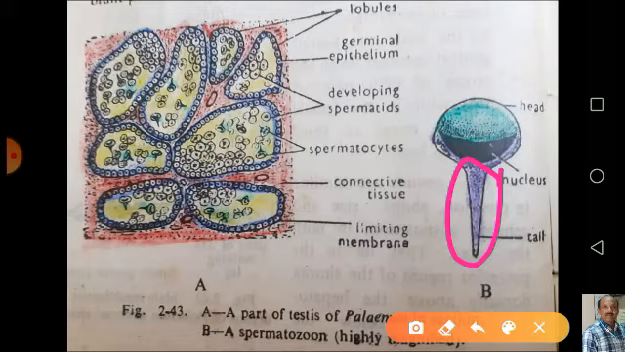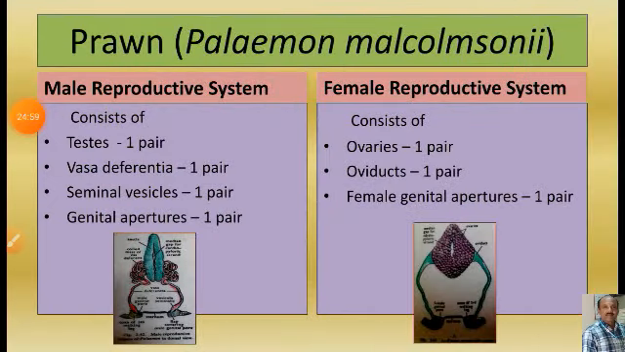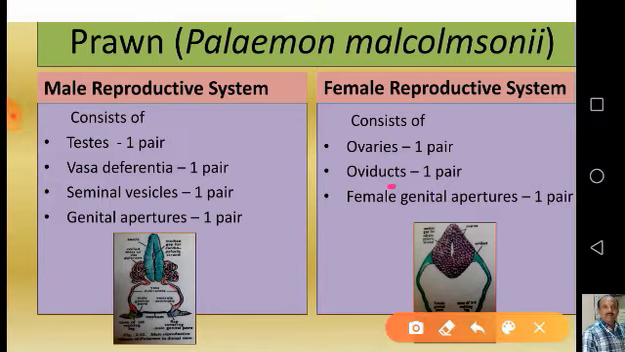So the spermatozoa or sperms are produced within the seminiferous tubules. The mature sperm looks like this. Now coming to the female reproductive system, just now I told you the female reproductive system has one pair of ovaries, one pair of oviducts and one pair of female genital apertures.